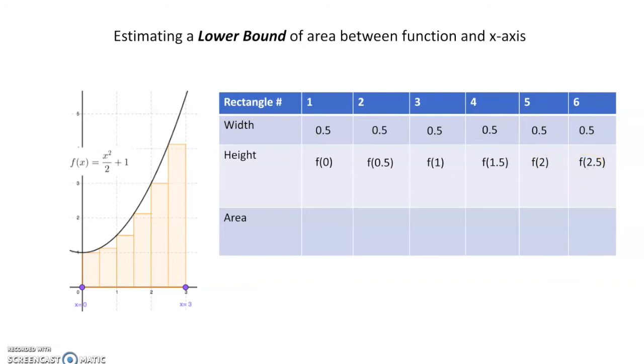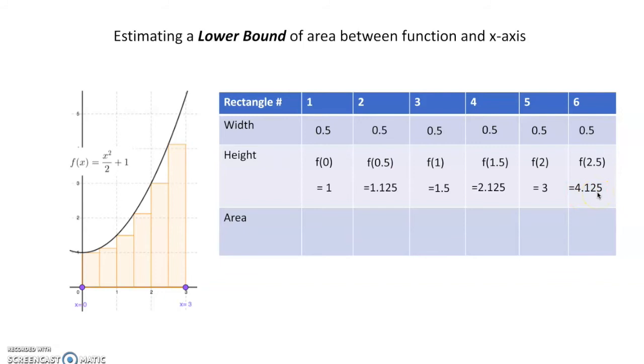Okay, so then to calculate each of these heights, you just need to plug in these different x values into the function. I'm not going to do that. You've been doing that for years and years. So when x is 0, the function is equal to 1. When x is 0.5, the function is 1.125. When x is equal to 1, the function equals 1.5. When x is equal to 1.5, the function is equal to 2.125. X is 2 gives us a value of 3. And f of 2.5 is 4.125.